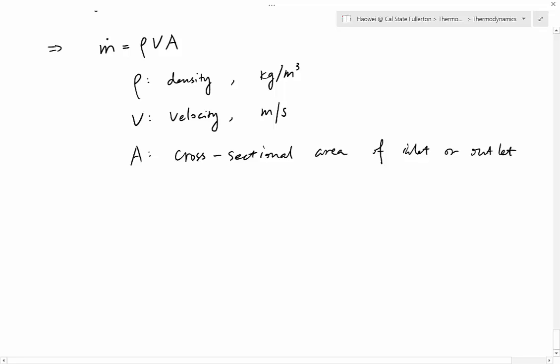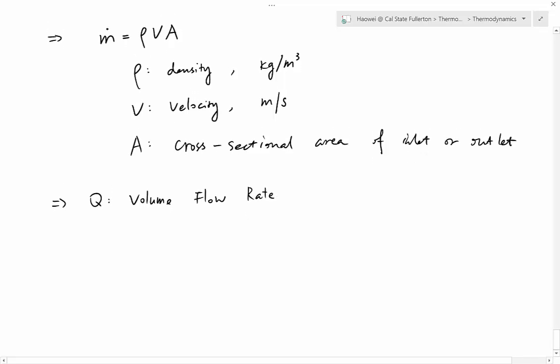And in addition, we introduce something very similar. We introduce a new Q. It is volume flow rate. It can be a little confusing here because usually we use Q for heat transfer, but in the textbook we also use Q for volume flow rate, so you need to read the context in order to understand what Q stands for.